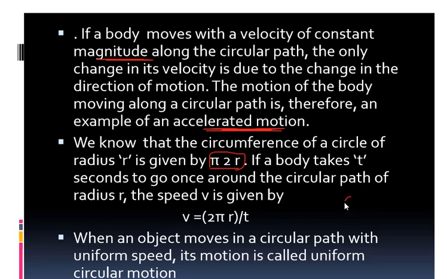Suppose this is a circular path. Here, this is the radius, that is r. So what is the perimeter? Perimeter is equal to 2 pi r. Suppose the body starts its motion from this point, it has to travel along the circular path and come back to the same point. So this is the perimeter of the circle through which the body is traveling. So what is the perimeter of any circle? 2 pi r. So 2 pi r is the distance traveled by the body.